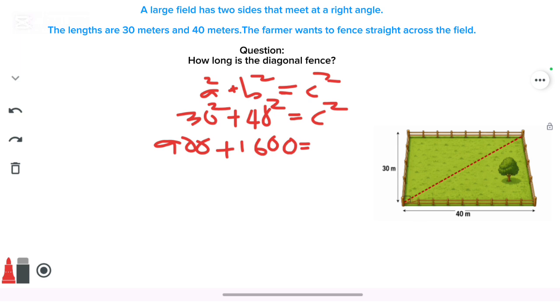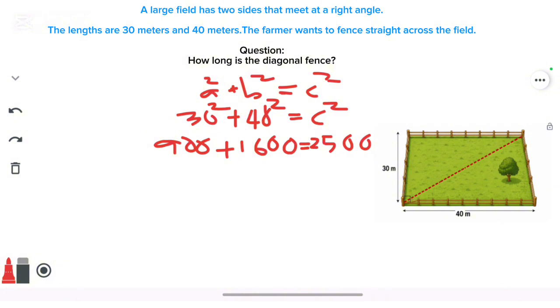So the next step after this is we are going to add these results. So 900 plus 1600 will be 2500. Alright, so there we go. We have 2500, and this is not our final answer. The next step after this is we are going to find the square root of this number here.